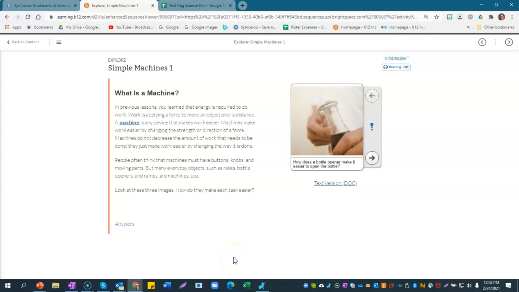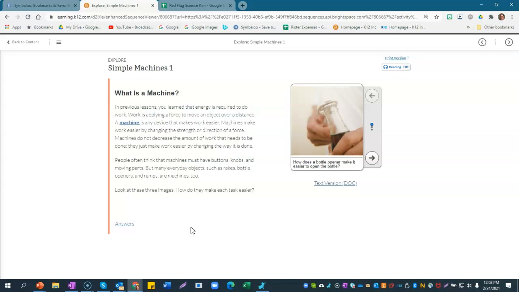And they make work easier by changing the strength or the direction of a force. So you also need to have this part included in your notes. So if you need to pause the recording at any time to write those things down, please do so. So important to know, machines do not decrease the amount of work that needs to be done. You still have to do the exact same amount, but they make it easier by changing the way it's done.